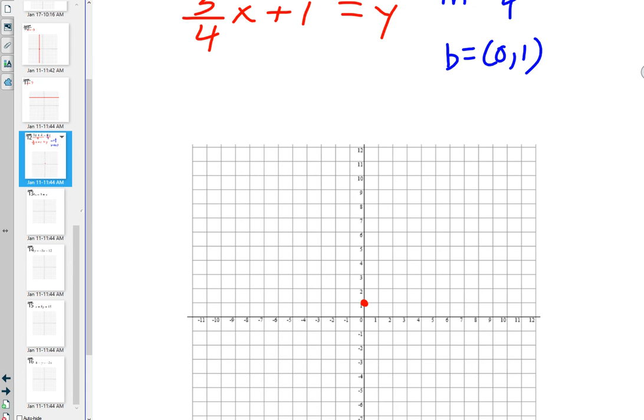Now that I have a starting point at 0, 1, Alex, can you tell me distance and direction where I could go to find the rest of my points? His inner circle calls him Alex, so I'm part of that inner circle now, so I can call him Alex. Where can I go to find the rest of my points?